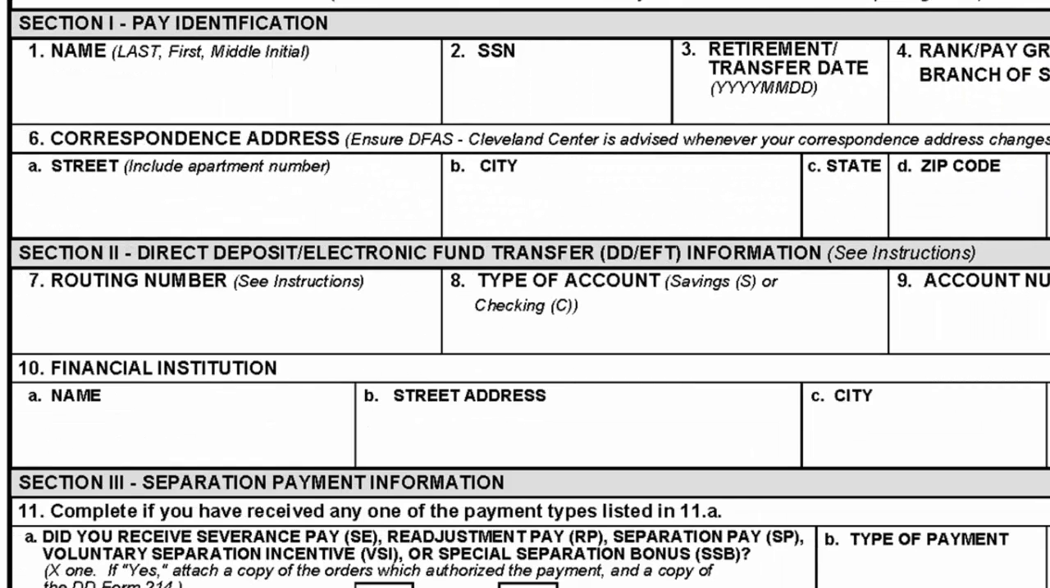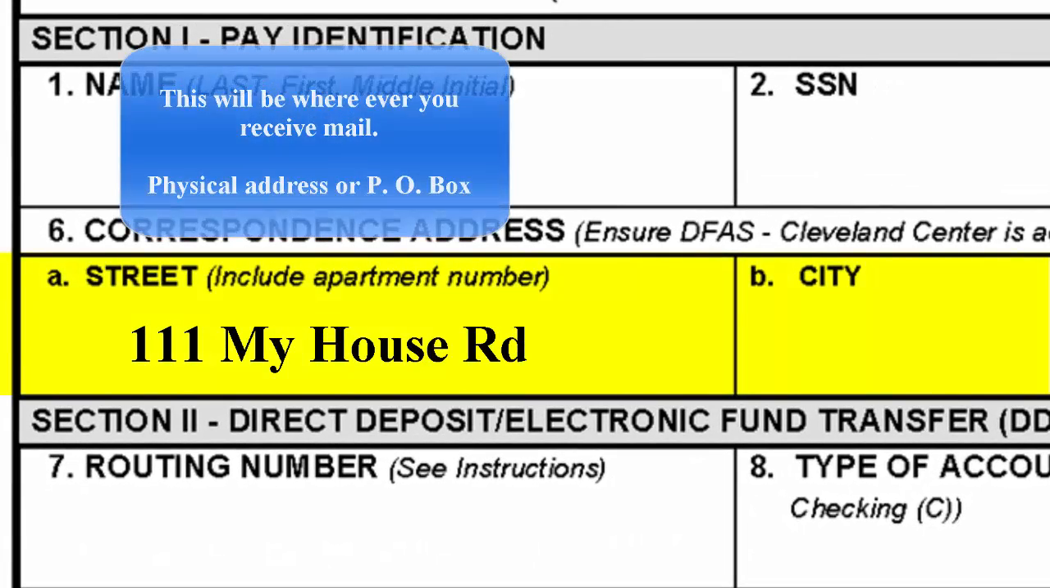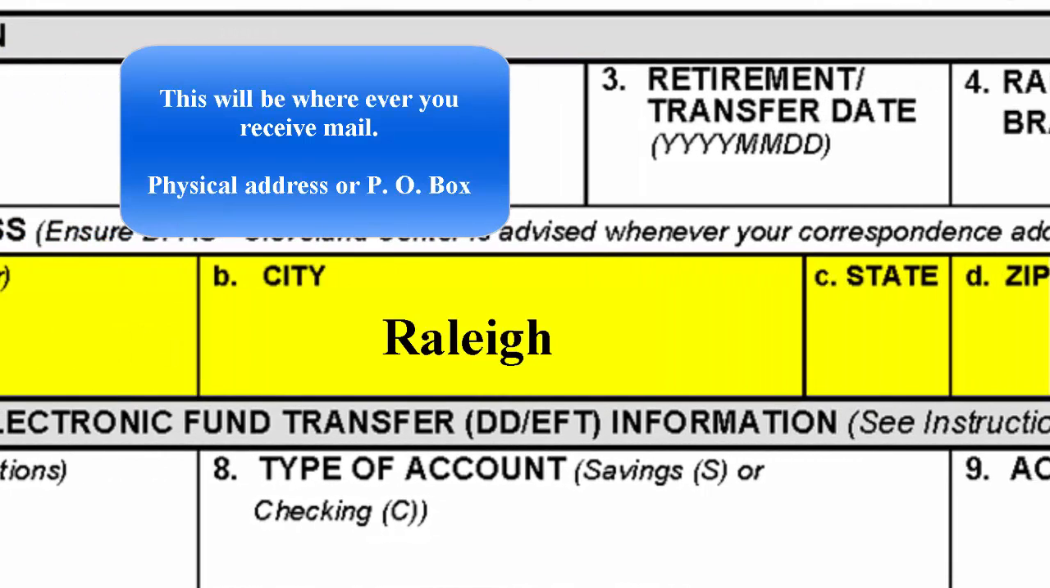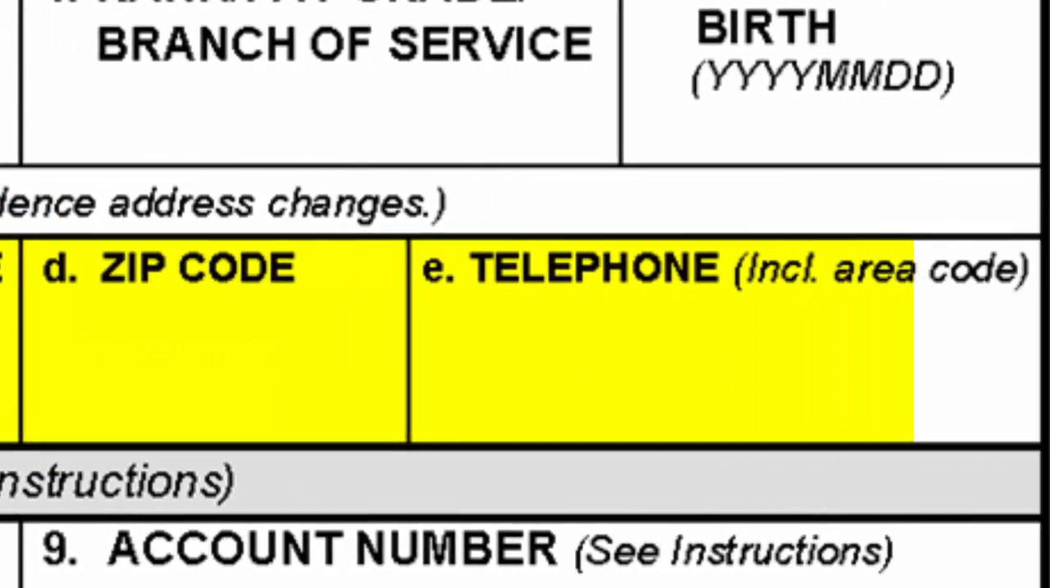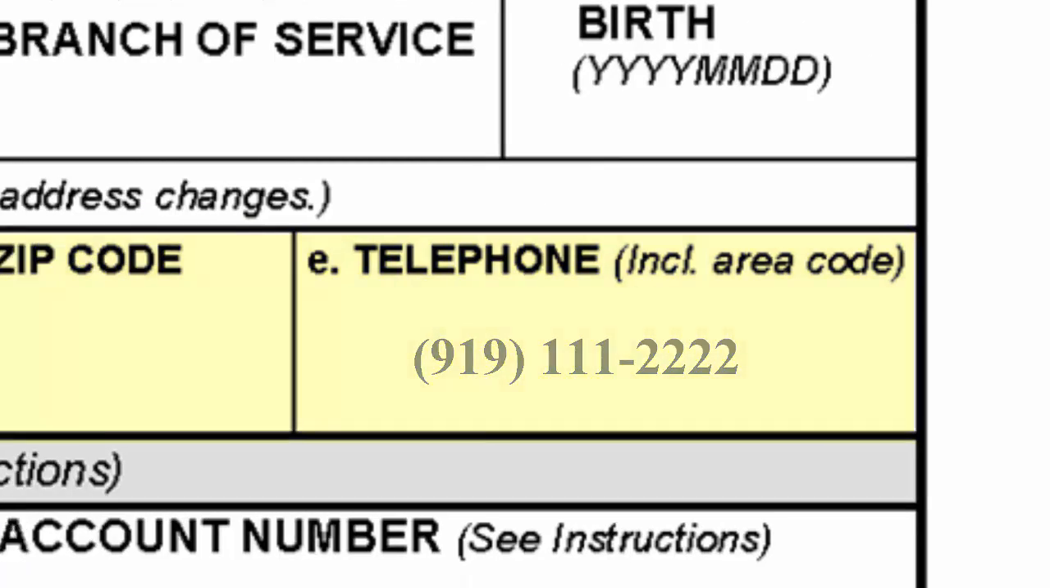Back to the left, you have 6, correspondence address. Again, this will be wherever you receive your mail, be it a physical address or a P.O. box. So in 6A, you have street or P.O. box. 6B, you have the city. 6C, you have the state, which is abbreviated. 6D, you have the zip code. And 6E, you have the telephone number. Ensure that you put your area code.